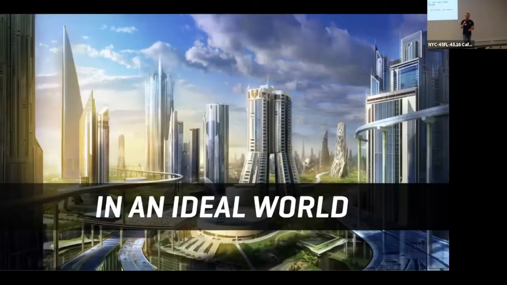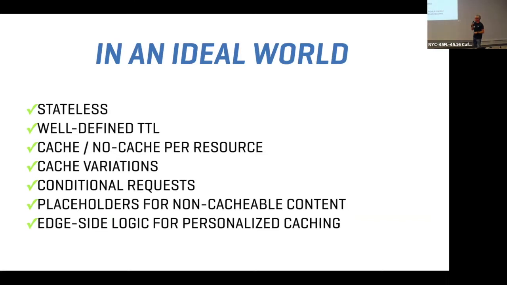Now, in an ideal world, and I have to take into account that there's a slight lag between what's happening on my laptop and what's happening here on screen. In an ideal world, applications are stateless because HTTP is stateless, and you have a well-defined TTL, and cache and no-cache resources per controller action, and we'll use cache variations, Vary headers, if required. And in order not to excessively query the backend, we'll do conditional requests. And for stuff that is not cacheable, we'll use placeholders and we'll use edge logic for personalized caching.